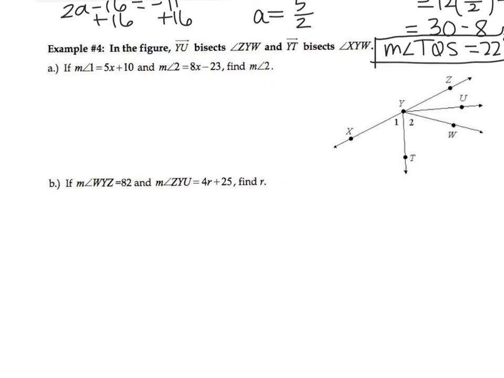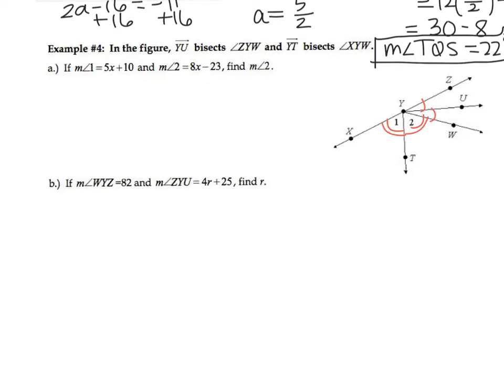So in our last example, we're given that YU bisects angle ZYW and that YT bisects angle XYW. So we have 2 different angle bisectors, which means we have 2 different congruent angles. So first, YU bisects angle ZYW, which means angles ZYU and WYU are congruent. Then we're also given that YT is a bisector, which means angle 1 and angle 2 are congruent. So 2 sets of congruent angles.